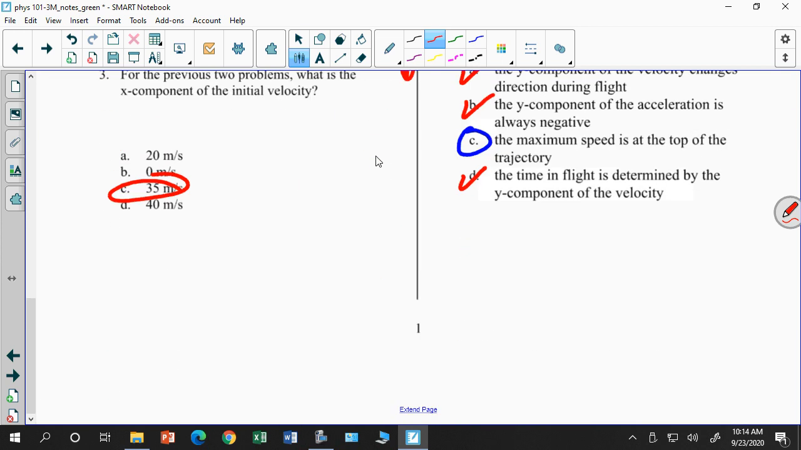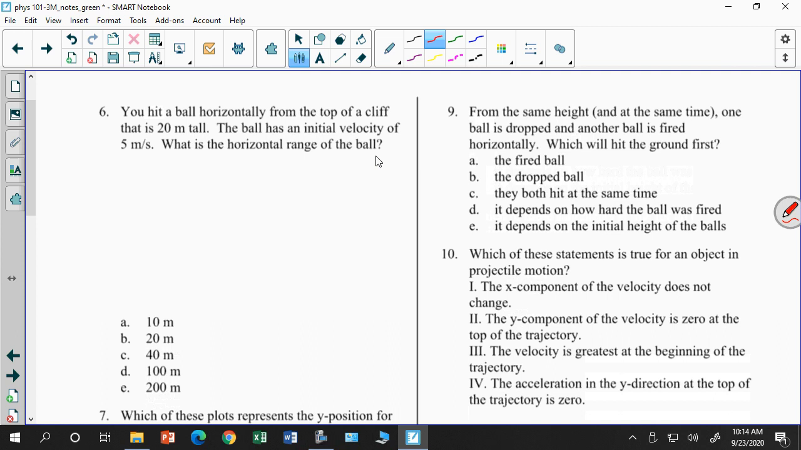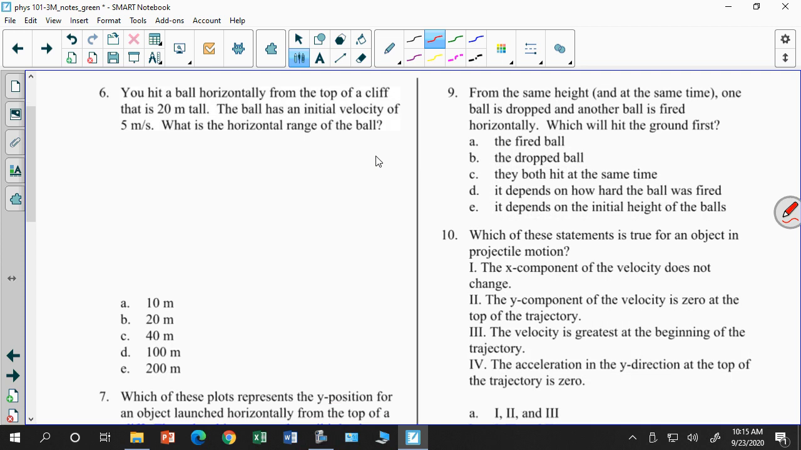You're going to see too, shouldn't be a big surprise, a problem like number 6. We've done this in lab. This is where you shoot something off horizontally. You hit a ball horizontally from top of a cliff. It's 20 meters tall. What is the horizontal range of the ball? I could ask a couple of things of this, like, what is the y velocity at the end of the trajectory? I could ask, how long does it take to fall through, or how long does it take to reach the end of the trajectory? I could ask several questions and be prepared for any one of those.